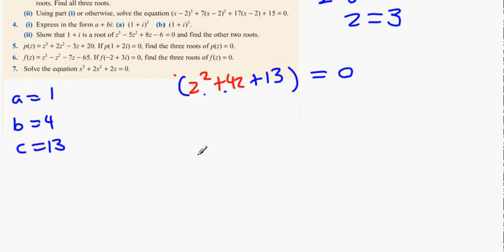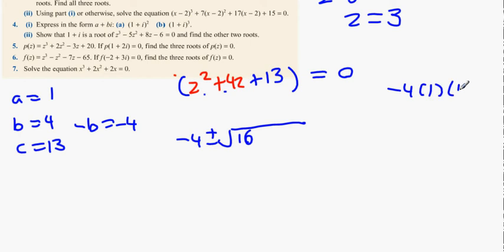Okay, so 1, 4 and 13. So minus b formula. So minus b is going to be minus 4. So we're going to get minus 4 plus or minus the square root of b squared, which is going to be 16, minus 4ac, minus 4 times 1 times 13, minus 52 to my knowledge, all over 2 times 1.